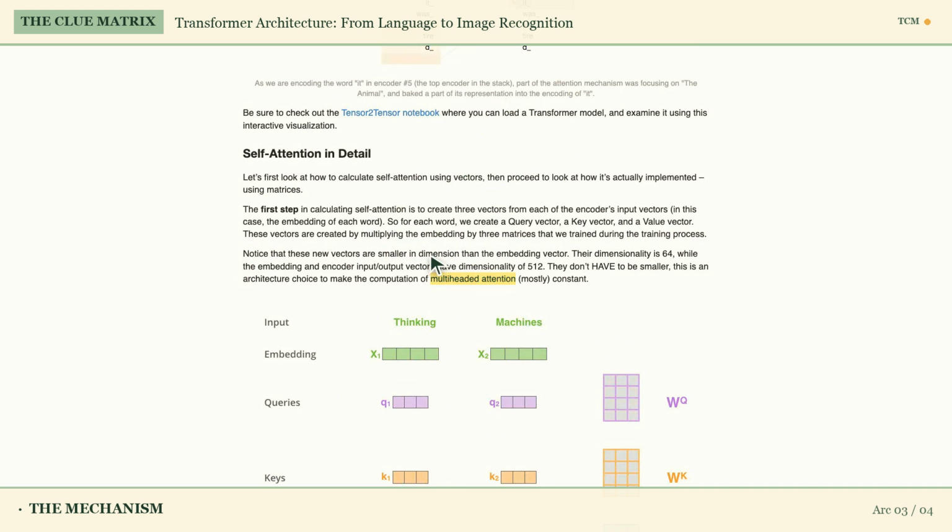Exactly. And transformers don't just do this once. They do multi-headed attention. Instead of one set of query key value projections, the model creates several. Each head learns to focus on different aspects of the relationships between words. Multiple perspectives on the same sentence. So one head might focus on grammatical dependencies, another on semantic relationships like it and animal.